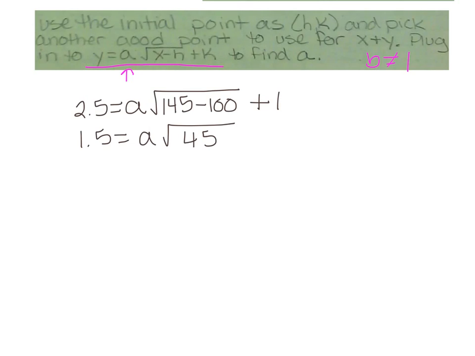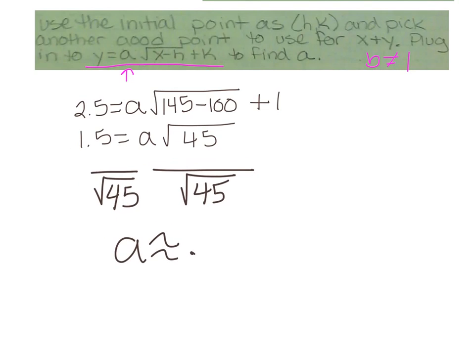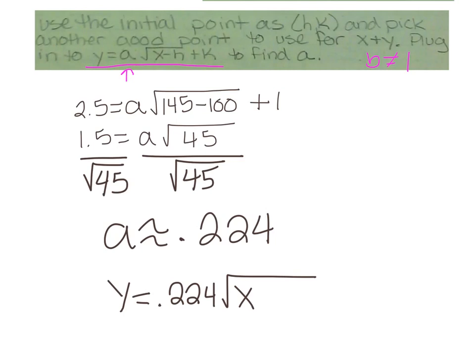And now I will divide both sides by the square root of 45. And because that's ugly, I will let you use a calculator. And we will get a is approximately 0.224. Ooh, that didn't work. Sorry. 0.224. So now we can rewrite our equation. Y equals 0.224 square root x minus 100 plus 1.